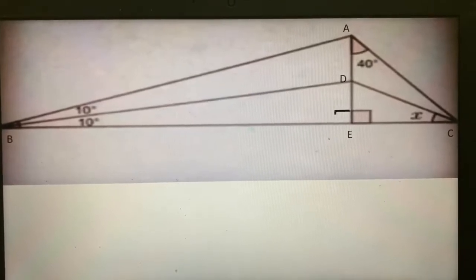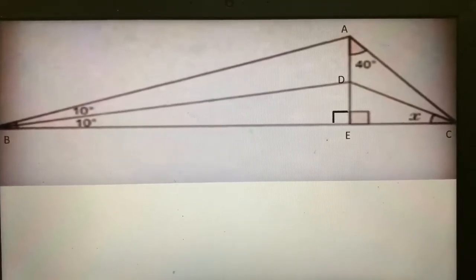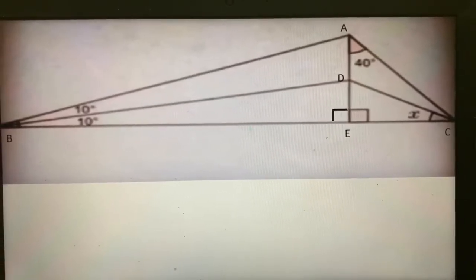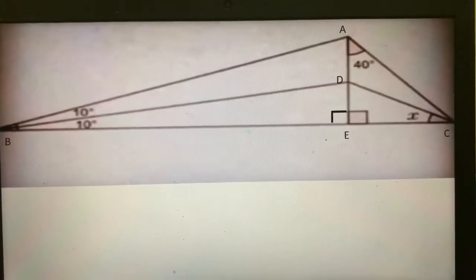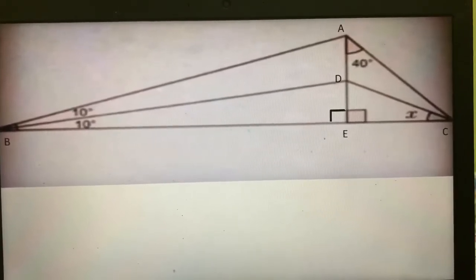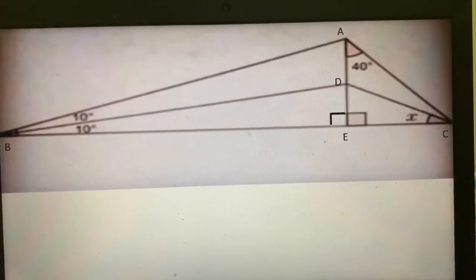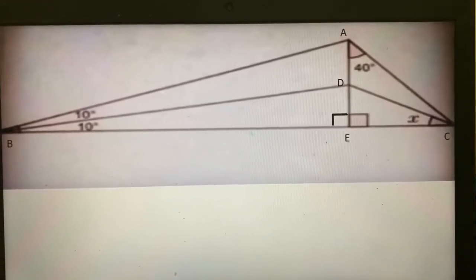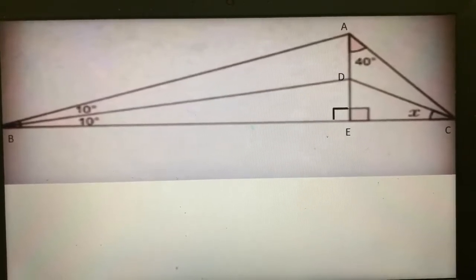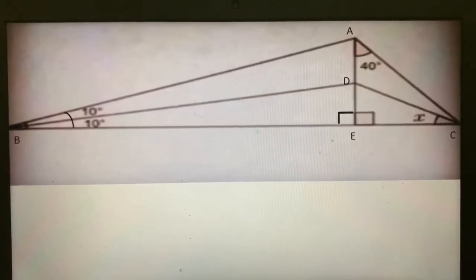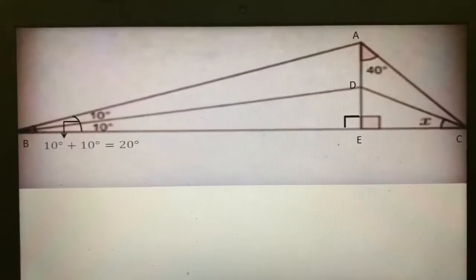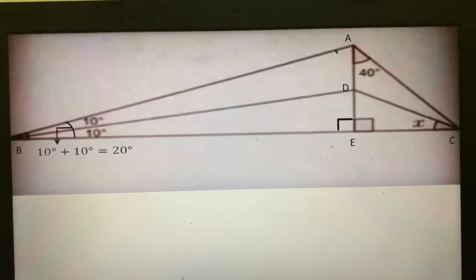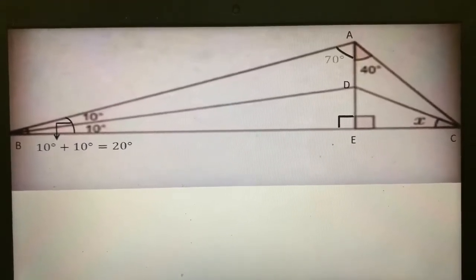So first we see that angle AEB is also 90 degrees, right? If angle AEB or angle DEB is 90 degrees, then what about the angle BAE? Focus on the triangle ABE. In triangle ABE, AEB equals 90 degrees. ABE is the total of 10 degrees plus 10 degrees, that gives us 20 degrees. So one angle is 20 degrees, one angle is 90 degrees, so the remaining angle BAE obviously will be 70 degrees.